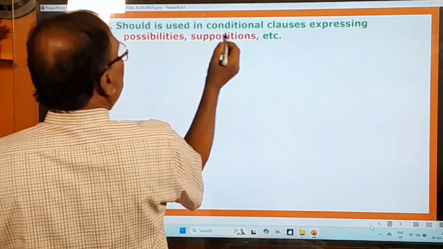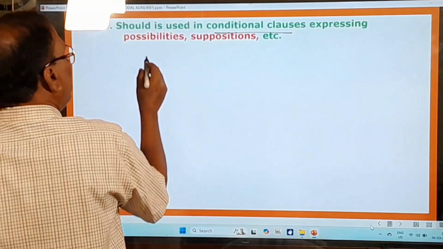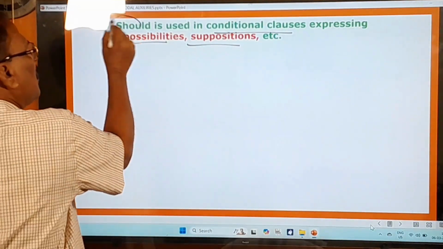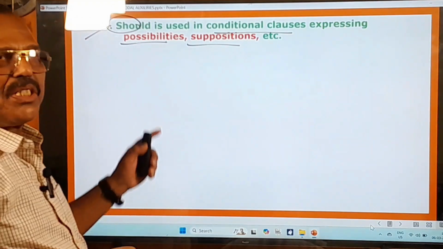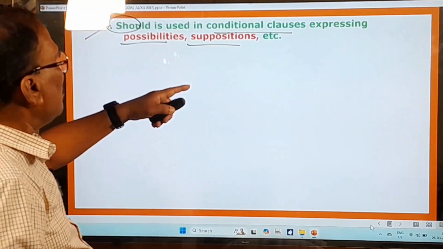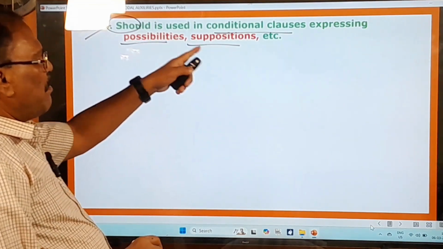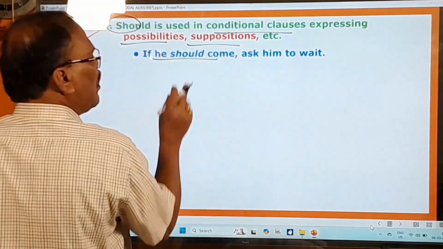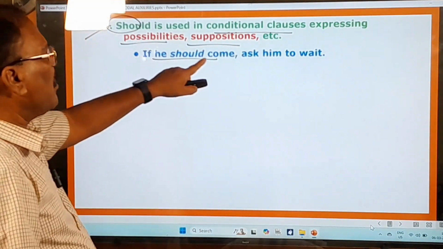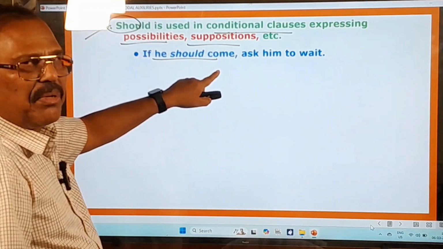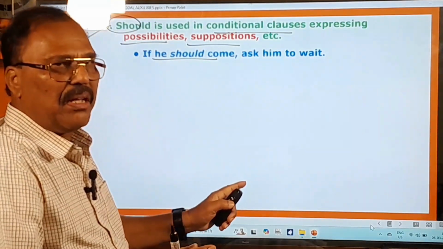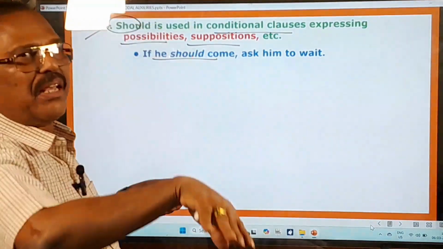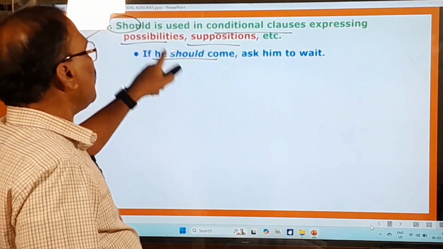Third one, should is used in conditional clauses expressing possibilities and suppositions. So this should is also used. Very, very important. This should must be used in the clauses expressing possibilities and suppositions. How? Here you pay attention. If he should come, it's a supposition. If he should come means atadu vachinattaite. That means he is not coming actually, but if at all he comes, that is the meaning. అతడు రాడు, ఒకవేళ వస్తే, that is the thing. It's a supposition, possibility.